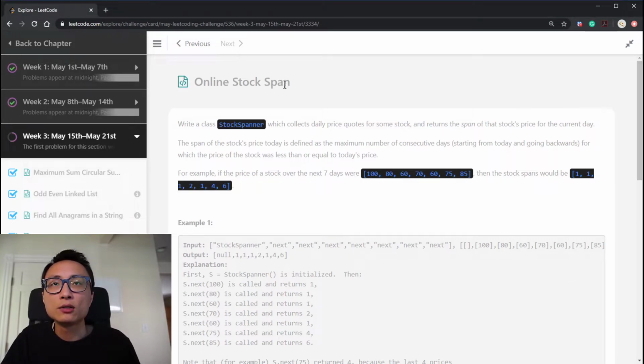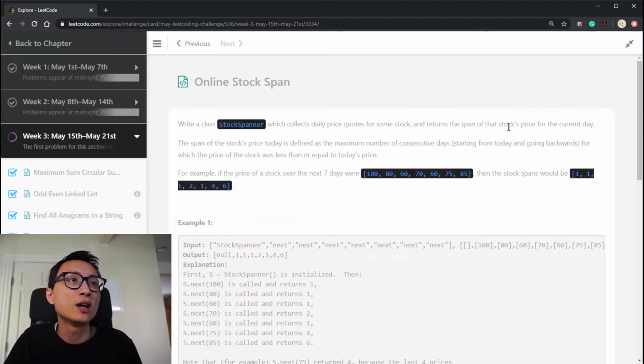Hello there. So let's look at today's LeetCode challenge question. It's called Online Stock Span. We need to implement a class StockSpanner, which will be updated with daily stock prices. And after the update, you will be able to return the span of the stock's price of the current day.